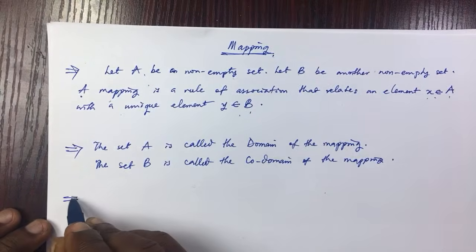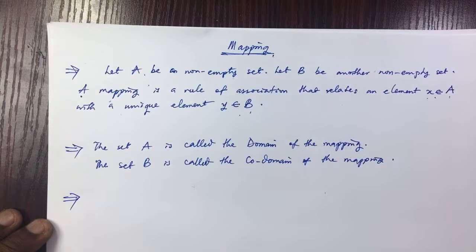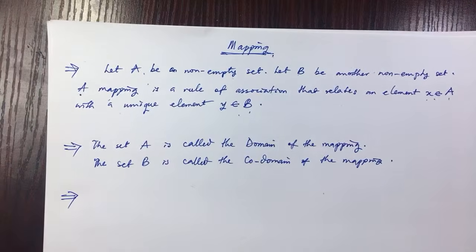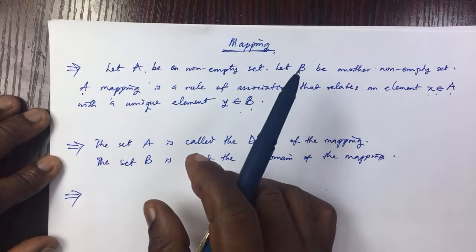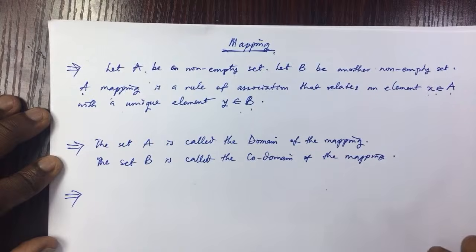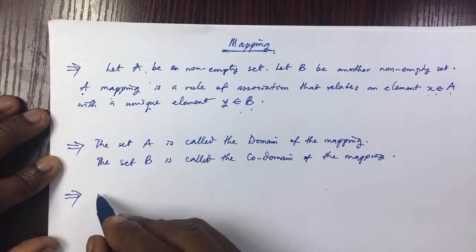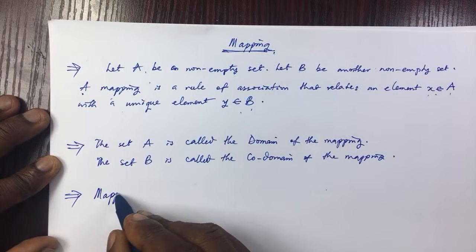Now, let's go to a third point, and I want you to follow me carefully. Now that we know that the set A is called a domain and the set B is called the codomain, there is something important you must know, and that relates to the notation of the mapping itself. Now, we have just said that a mapping is a rule of association that relates elements in set A with unique elements in set B. How do we represent mappings? And that brings me to my third point.